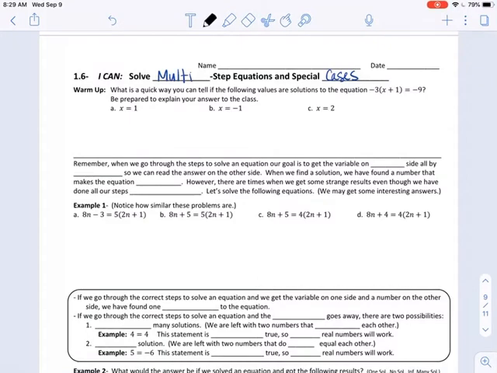All right, today's I can statement is: I can solve multi-step equations and special cases. And yesterday we went through and we reviewed how to see if something is a solution. You could do that in the warm-up if you would like.